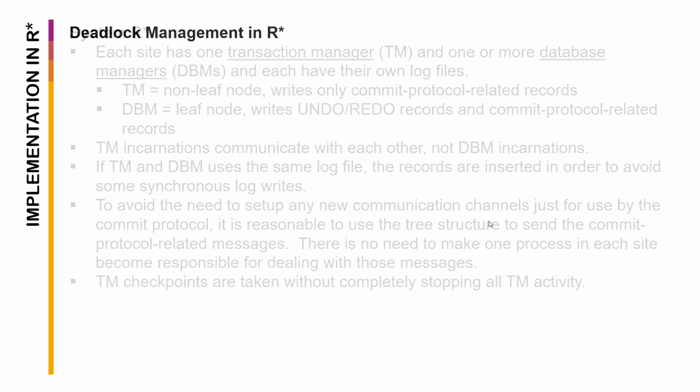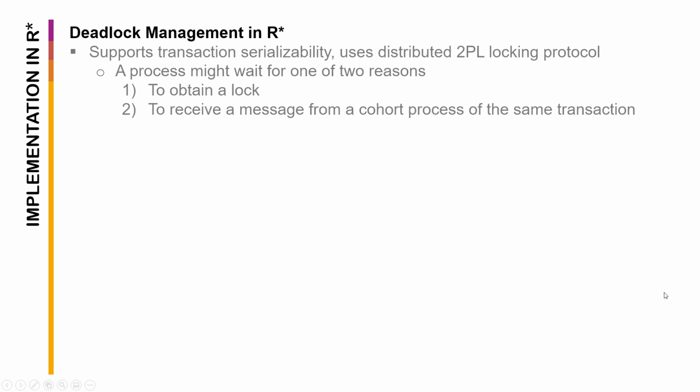Now, System RSTAR supports transaction serializability. It uses distributed two-phase locking protocol. Since many processes of a transaction might be concurrently active in one or more sites, more than one lock request might be made concurrently by a transaction. It is still the case that each process of a transaction will be requesting only one lock at a time. A process might wait for one of two reasons, either to obtain a lock or to receive a message from a cohort process of the same transaction. In this scenario, deadlocks, including distributed or global ones, are a real possibility.